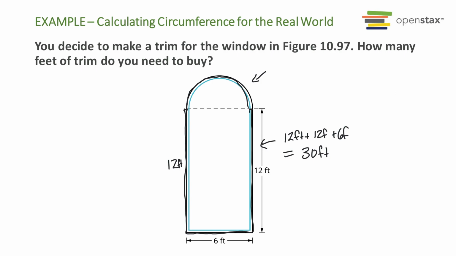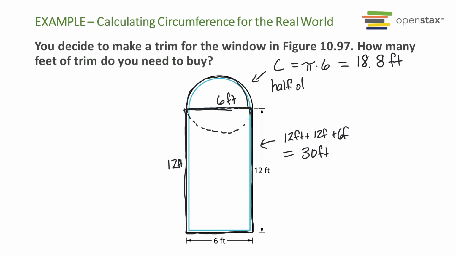And then to find the perimeter of the top, we need to find the circumference if there was a full circle, but we're going to cut it in half. So if we found the full circumference, notice this is a diameter of 6. So it would be pi times 6. So if I did 3.14159 times 6, that's going to give me 18.8 feet, because we're still in feet, okay? But we're going to cut that in half, so we're going to do half of the circumference. If I divide it by 2, that's going to give me 9.4 feet.